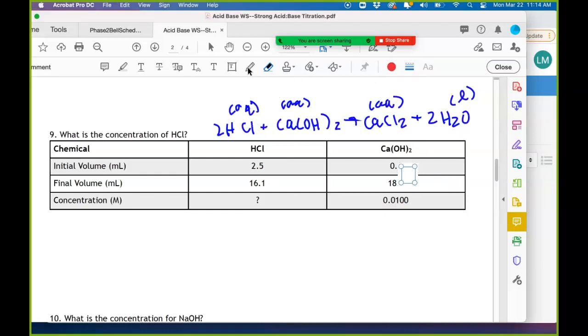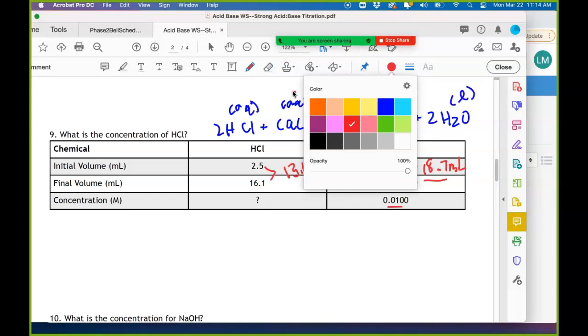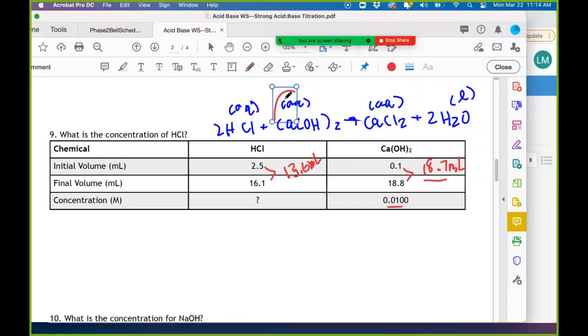I don't know why my computer is being so awful like this. So they give you this guy. But they're asking you for the concentration, which means molarity of the acid. So in other words, if I give you information about one species, but I want to know about another one, I have to do stoichiometry, mole to mole ratios. And I can't do mole to mole ratios unless I'm in moles. How do you get moles?